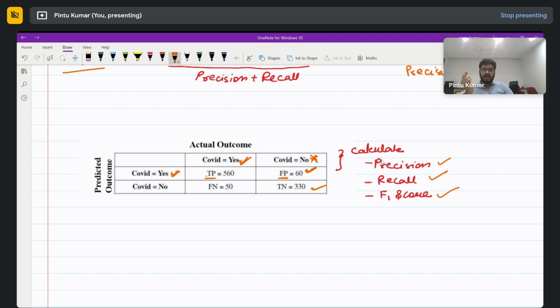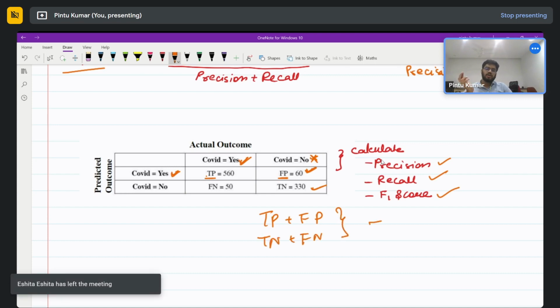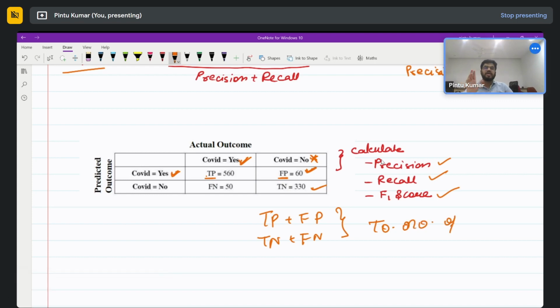So when you add true positive with false positive, or true negative with false negative, you get the total number of samples predicted as being of a particular class, right? Yes, sir. So the other part is, what is the sum of a column?